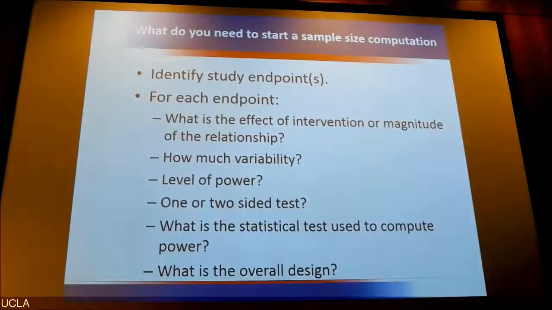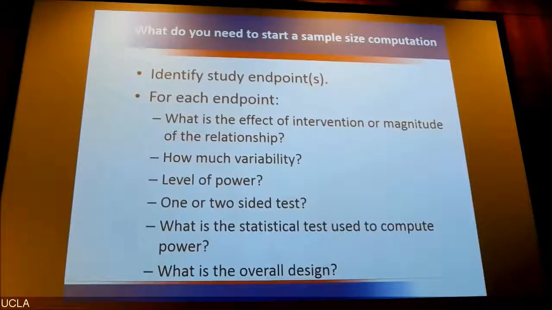What is the level of power we're hoping to achieve? If this is an NIH grant, that's relatively simple. It's at least 80%. Next, we need to know if we're using a one-sided or two-sided test. This is also relatively easy. In most cases, we're interested in doing a two-sided test. If you're doing early phase clinical trials, a one-sided test may be the appropriate scenario. But generally, there needs to be a good reason for that.